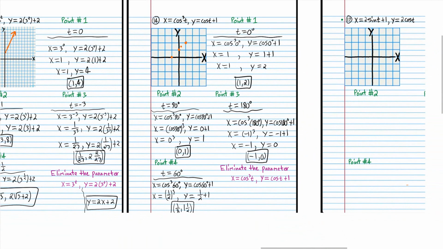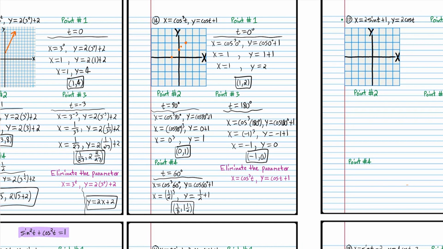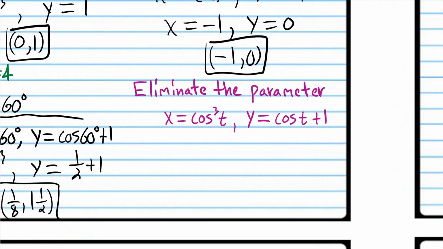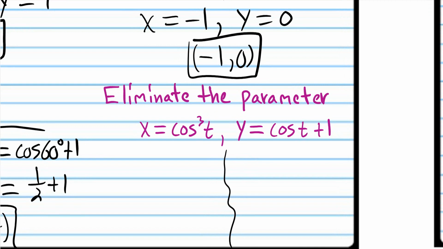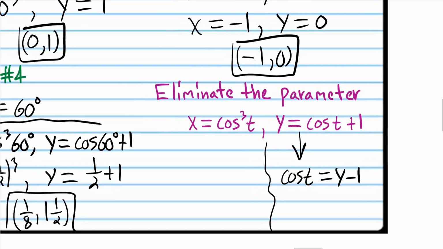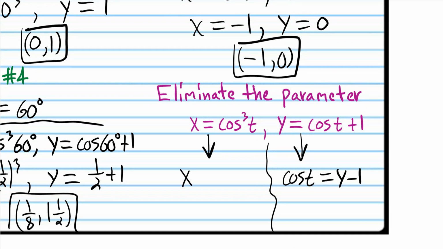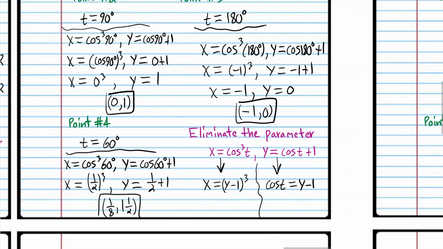So those are our points, and now let's try to see what this graph is going to look like if we eliminate the parameter. So we can't isolate t very easily, but we can isolate cosine t. We know cosine t is equal to y minus 1. And then we can just plug in y minus 1 in the other equation. And we see we have a cubic.